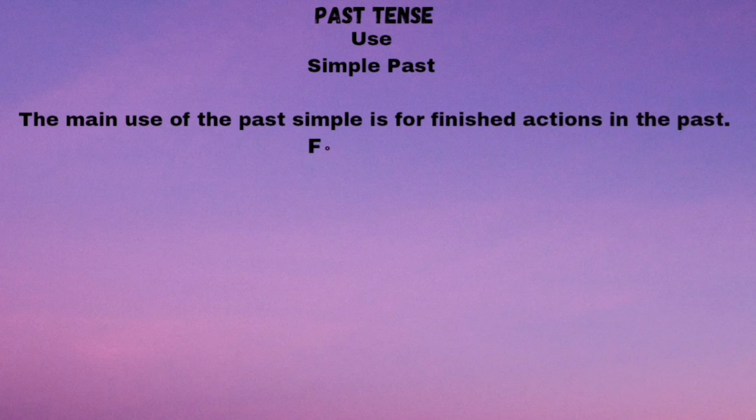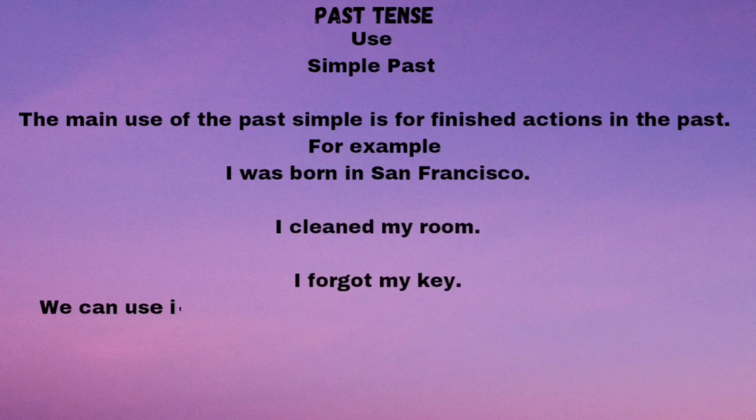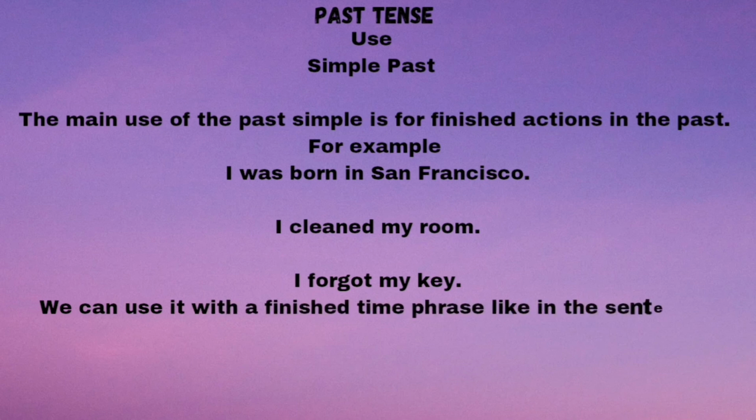Past tense. Past simple use. The main use of the past simple is for finished actions in the past. For example, I was born in San Francisco. I cleaned my room. I forgot my key.